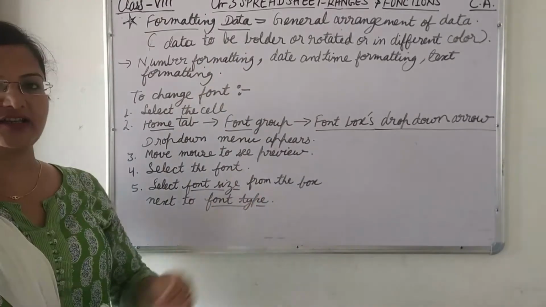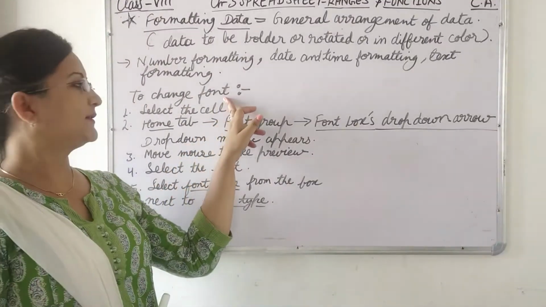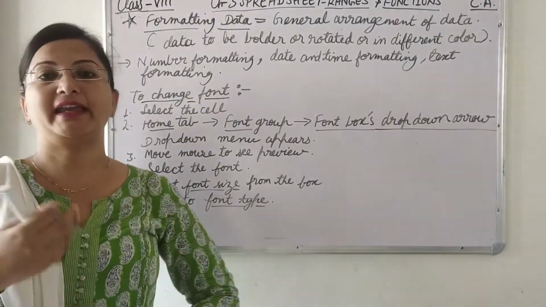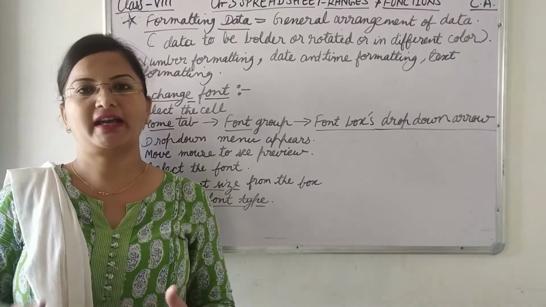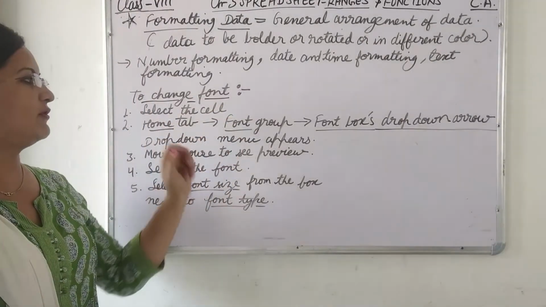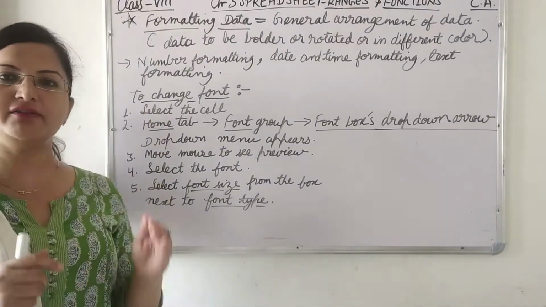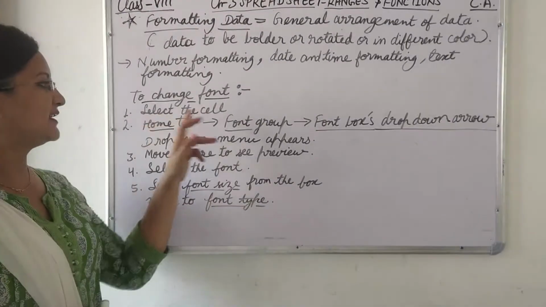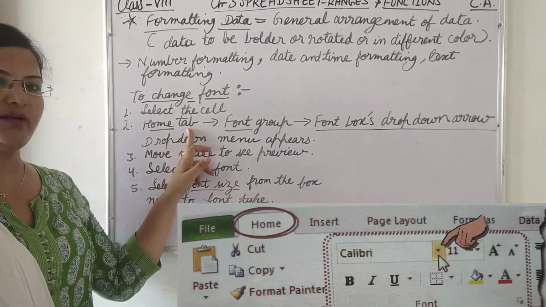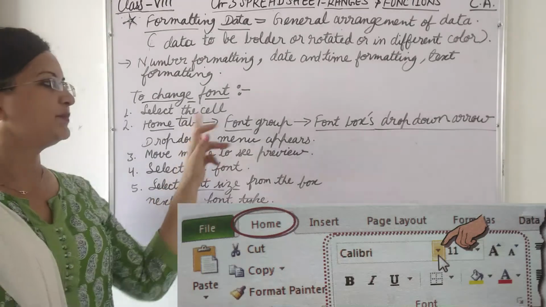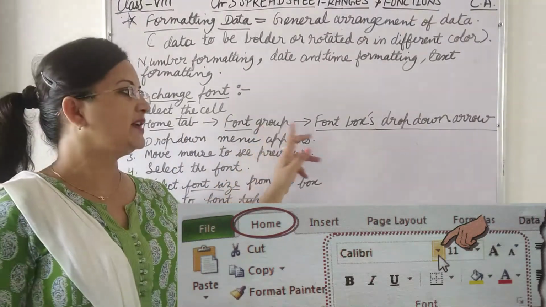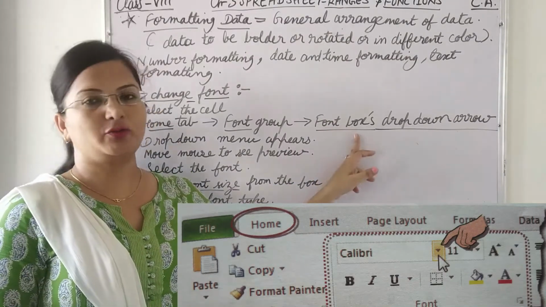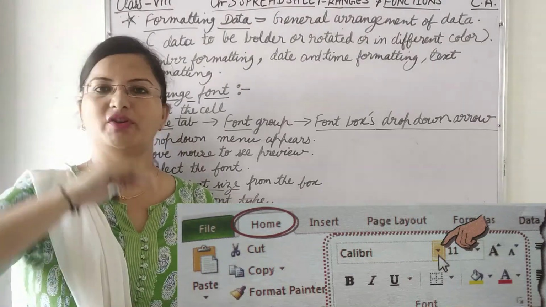So we will start from text formatting. To change the font means to change the font to Arial, Calibri, Times New Roman, etc. These are actually font types. For that, what you have to do is select the cell in which something is written, like a heading or something. Select the text, then go to the Home tab. The Home tab is the default tab which is active. Then go to the font group and there click on the drop down arrow of the font box. Then what will happen? A drop down will appear.